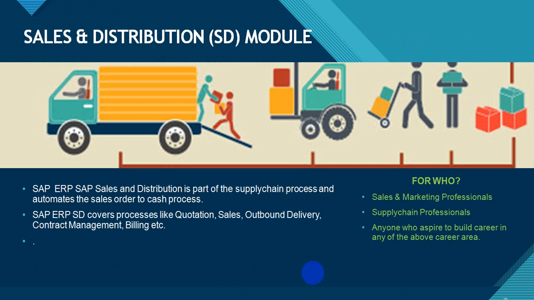You have SAP Sales and Distribution, which is SD for short. Sales and distribution is part of the supply chain process and automates the sales order to cash process. The SAP ERP SD covers processes like quotations, sales orders, sales quotations, inquiries, outbound deliveries, contract management, billing, and so on. And of course, customer complaint process, direct sales process, and so many processes.